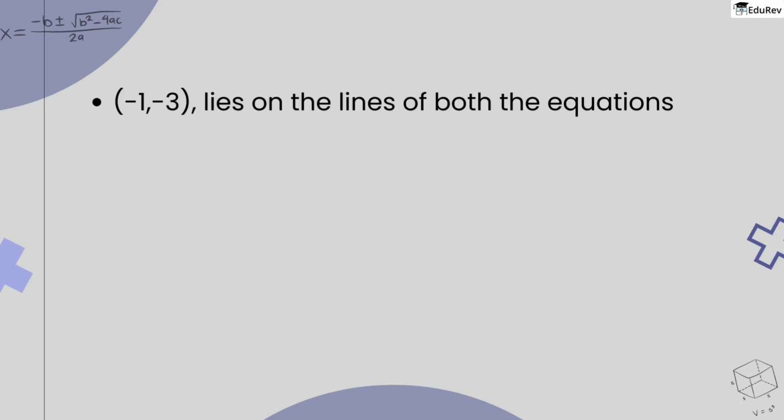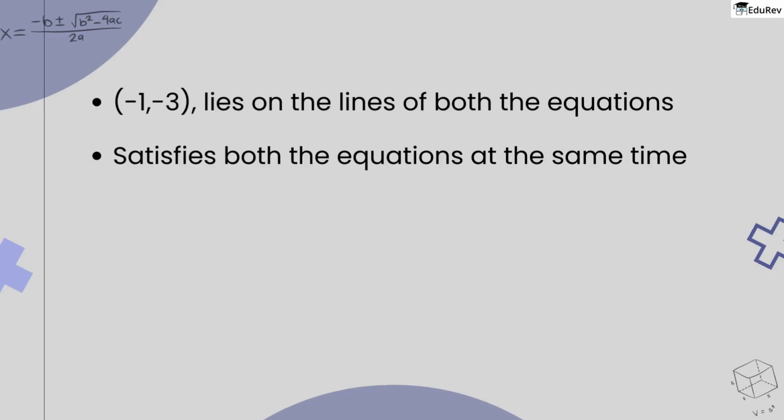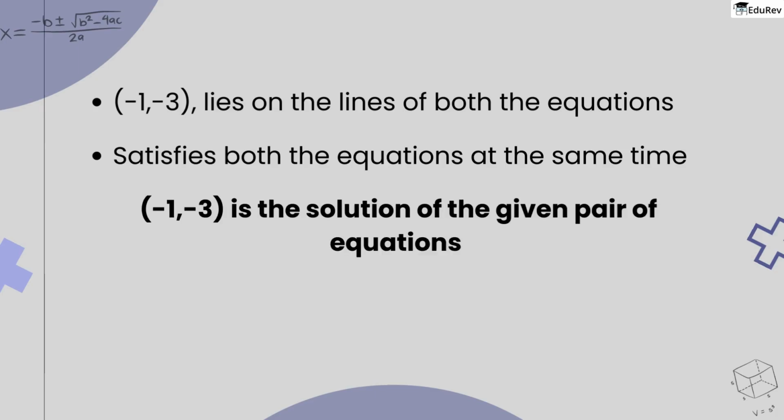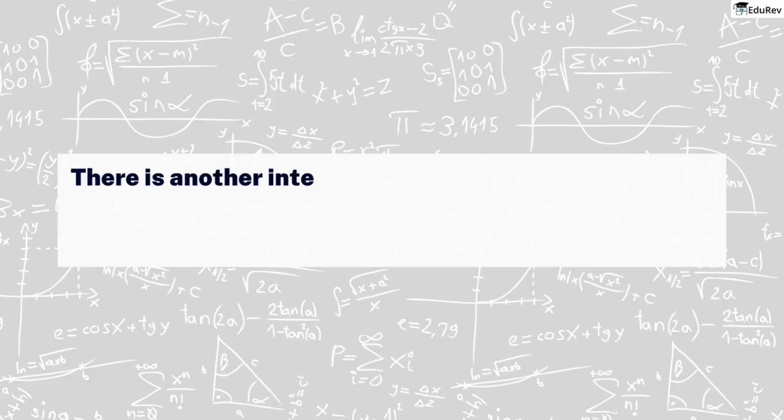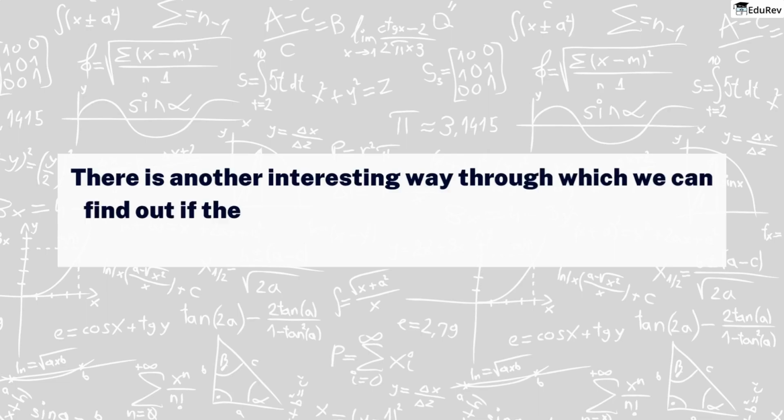This point lies on the lines of both the equations, so we can say that it satisfies both the equations at the same time. Therefore, we say that minus 1, minus 3 is the solution of the given pair of equations. Thus, 5x plus y plus 8 equals 0 and minus 7x plus y minus 4 equals 0 are a consistent pair of linear equations.